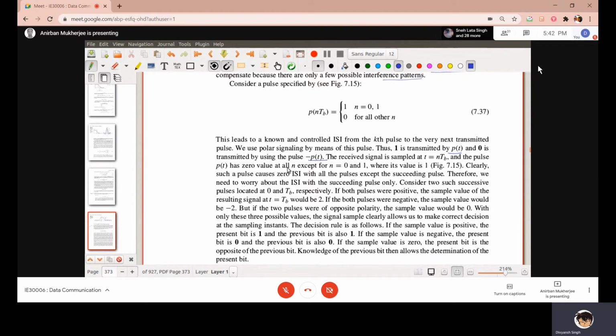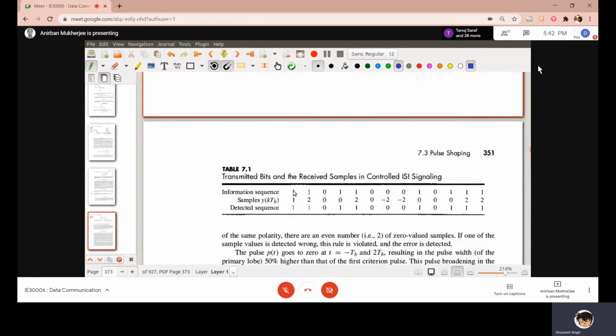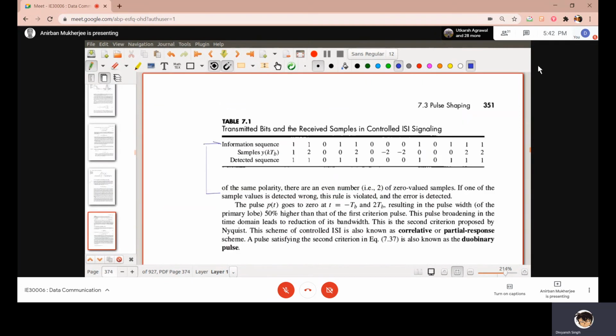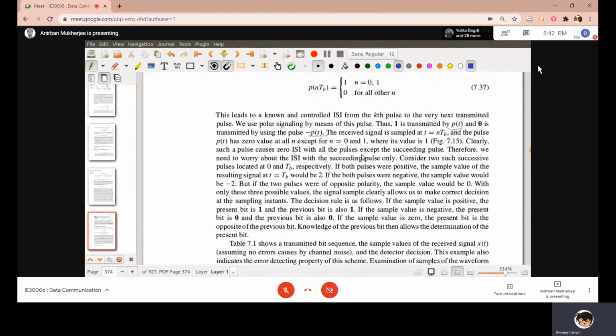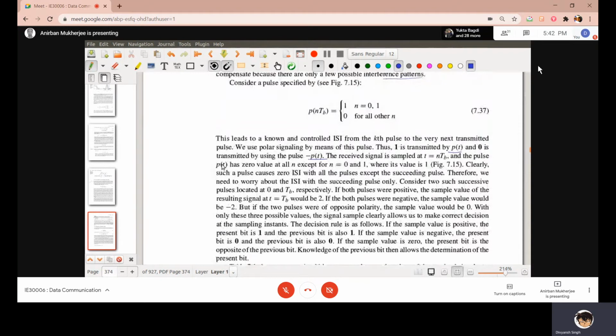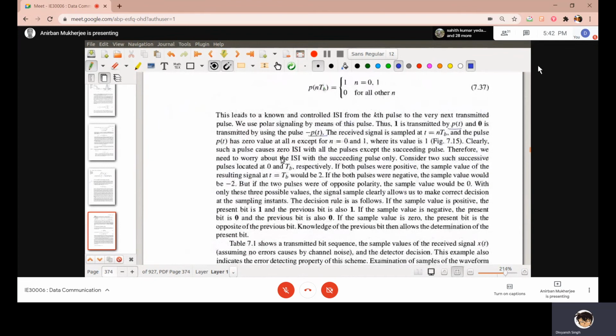Now if you play with these things, say I have an information sequence, that means 1, 1, 0. This is my actual bit sequence, my information sequence. Now you see, p(nTB) has 0 values for all n except n equal to 0 and 1, and its value is 1 at n equal to 0 and 1. Figure 7.15, that means this one.